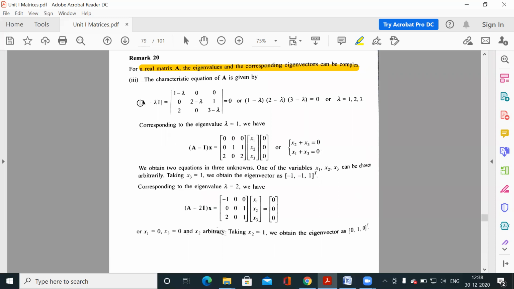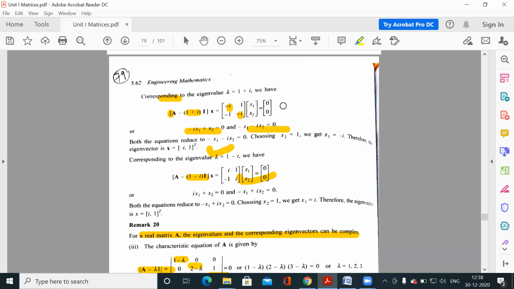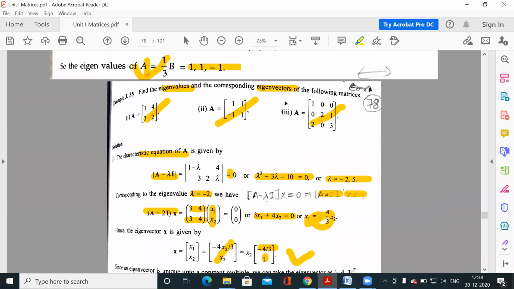Now the third, the 3 by 3 matrix. So (1 minus lambda)(2 minus lambda)(3 minus lambda) for this question.